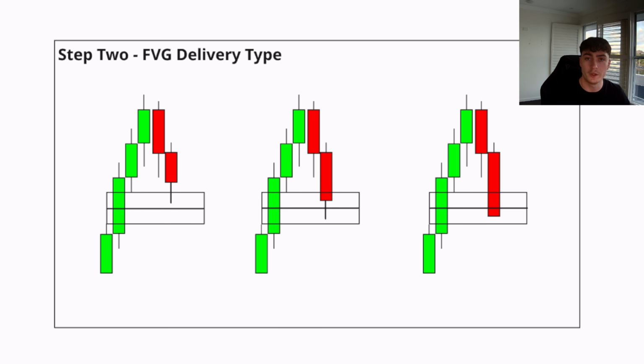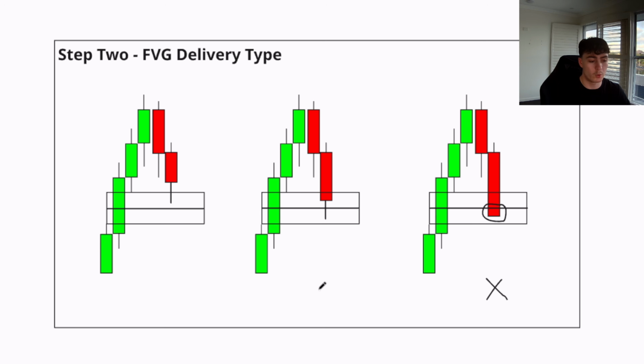For step number two, we need to understand the three different fair value gap delivery types and what we're going to be focusing on. So in front of you, I have three different examples where price is delivering off a bullish fair value gap. Over on the far right, we are not going to be looking for this one here. This one is a very low probability delivery. You can see that price has closed beyond the 50% value of this fair value gap.